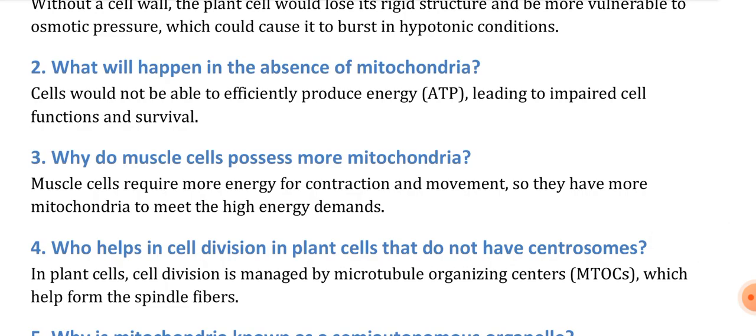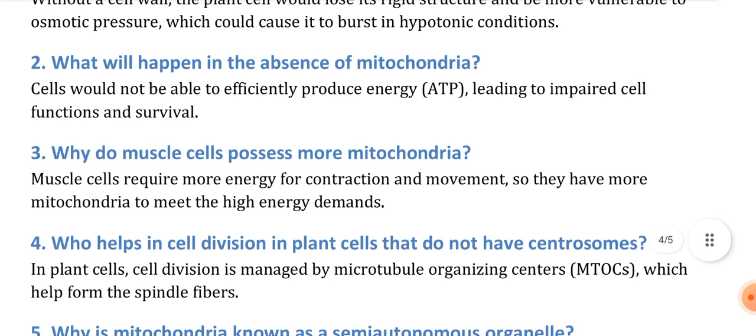Why do muscle cells possess more mitochondria? Muscle cells require more energy for contraction and movement. So muscle cells are the most active cells of our body. That's why they have more mitochondria to generate more energy.